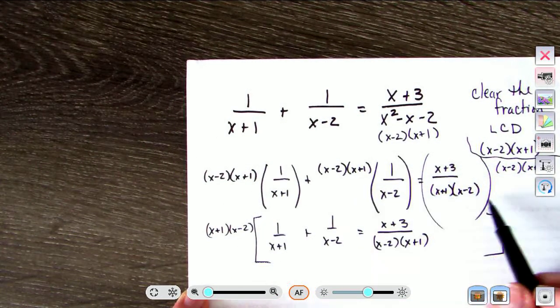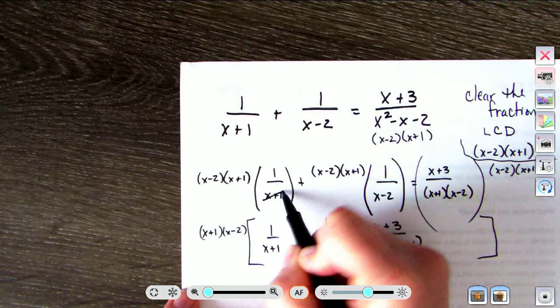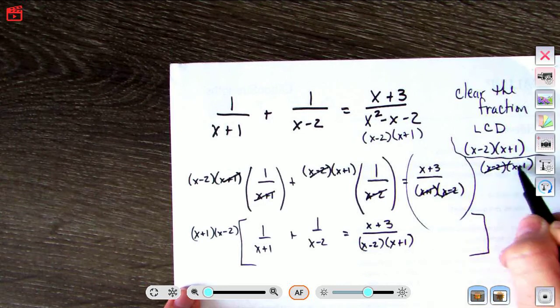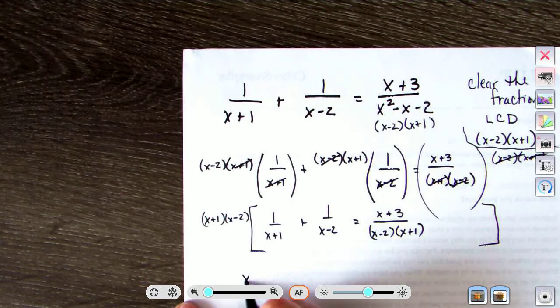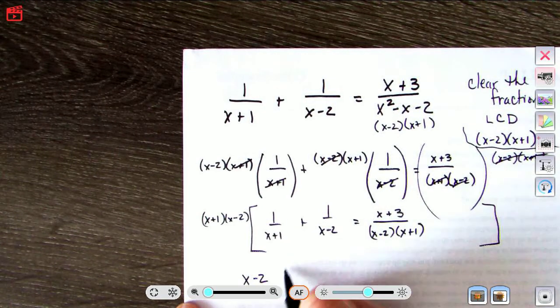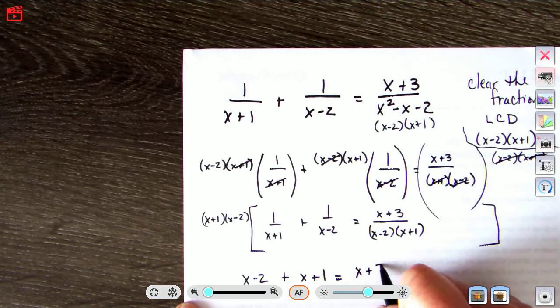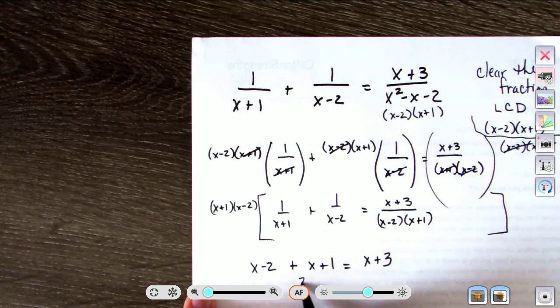I like doing it this way when I'm teaching because then I can cancel things easily for us. So these two, and we can see kind of what's left. We have that x minus 2 times the 1 plus my x plus 1, and that's going to be equal to x plus 3. Combining my like terms, 2x minus 1.